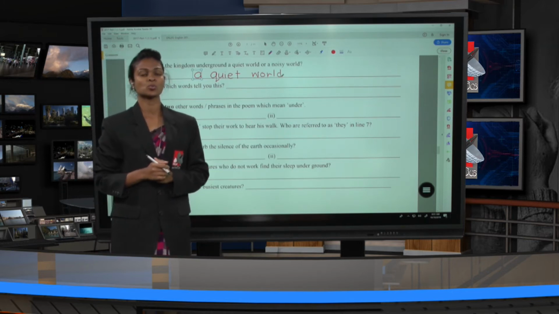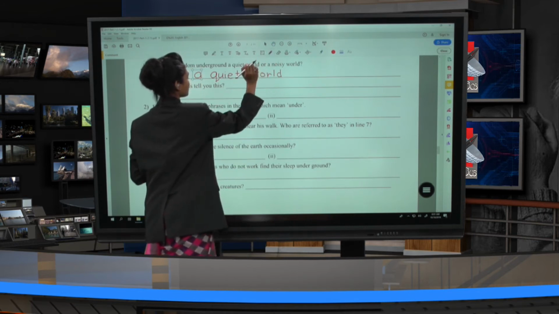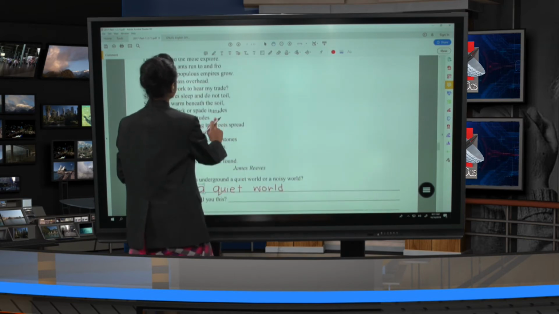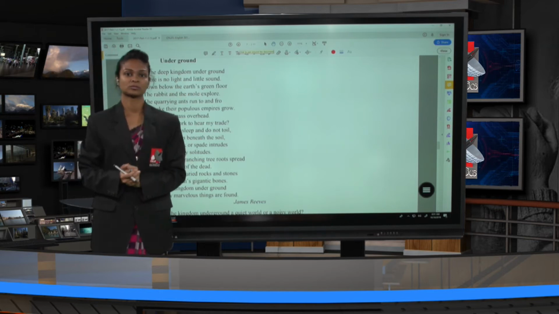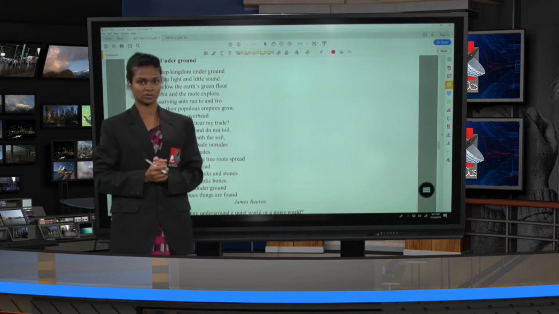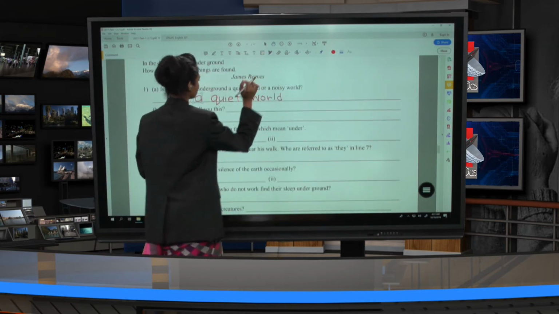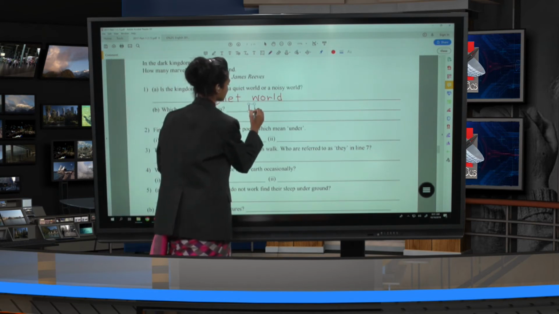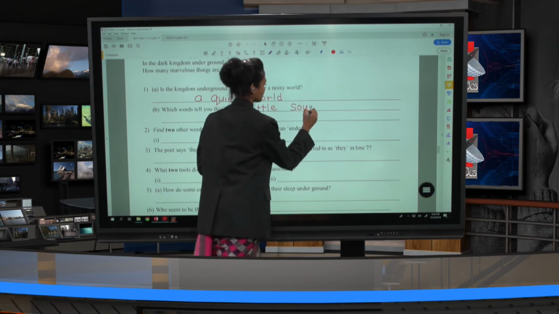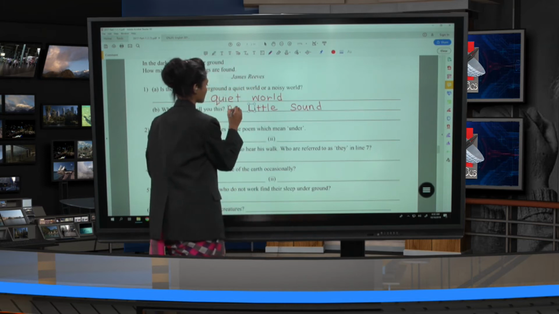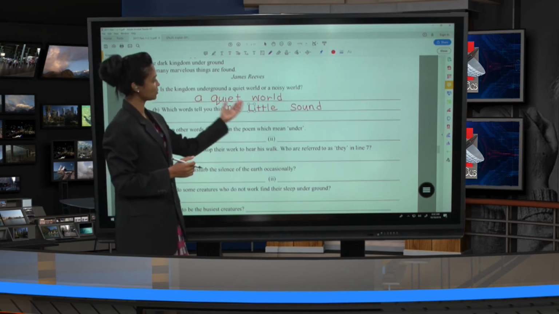Part B. Which words tell you this? Which word? In the second line you can find the answer. There is no light and little sound. Which words? Your answer can be little sound. You can write no light and little sound or little sound. So you can use either of these.